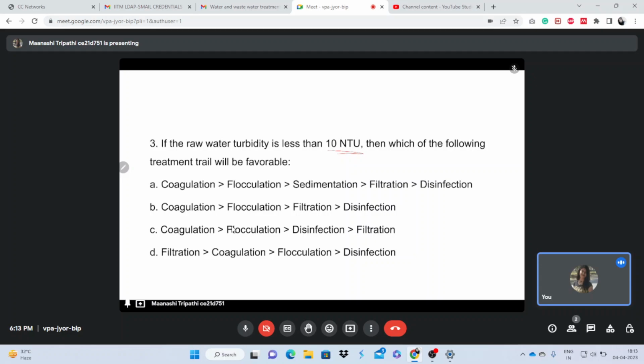We'll see the answer. The answer is coagulation, flocculation, filtration and disinfection. Because the turbidity is very low, sedimentation is not required. Whatever settles in the flocculation chamber, after that we will directly filter the supernatant, then we will directly disinfect it. Disinfection will always be there at the end.